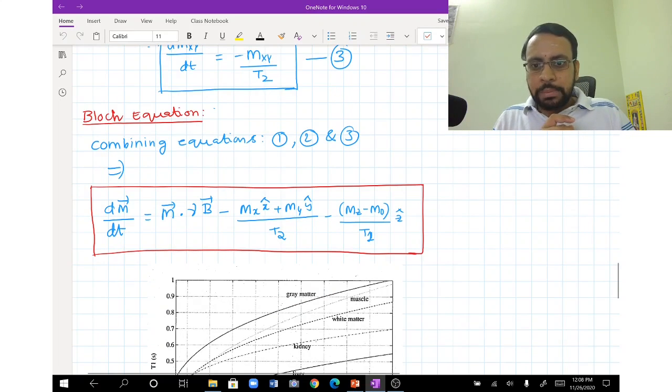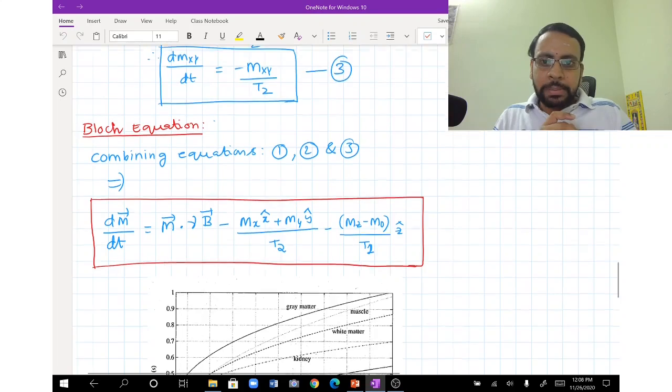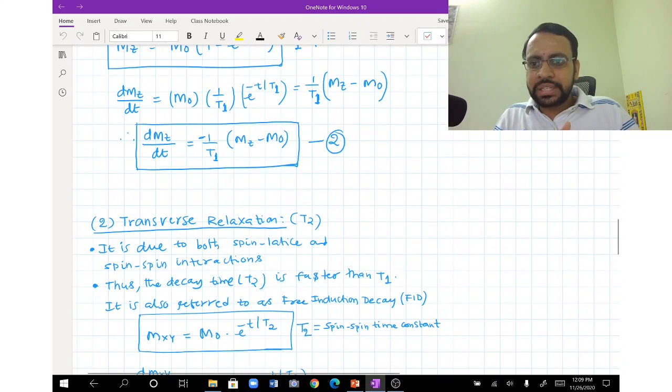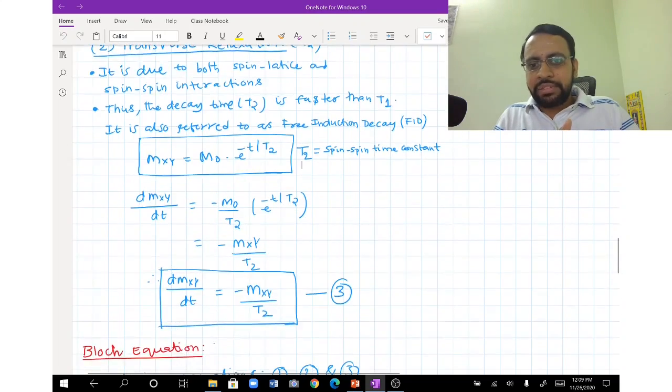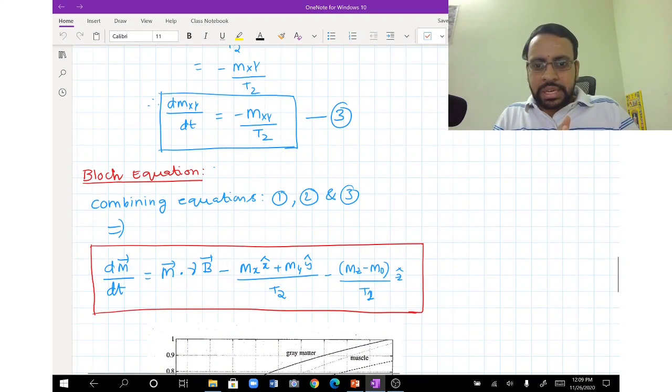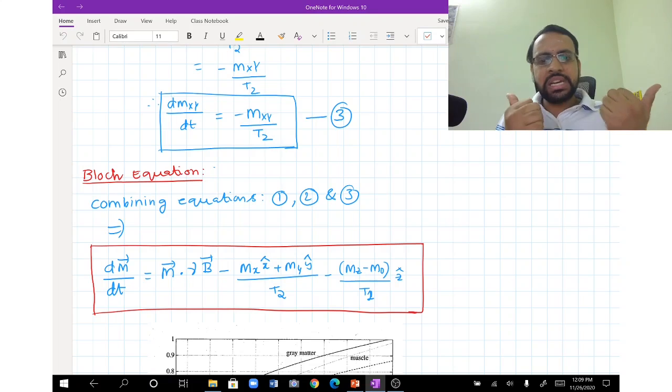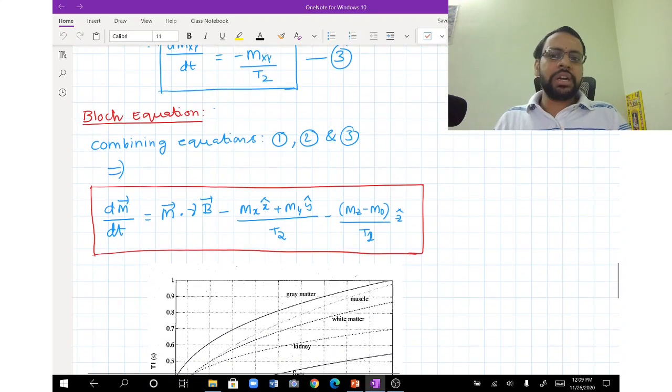Now you could see dM bar by dt equals M bar cross product with gamma times B bar, minus, and now what I'm going to write is Mxy: Mx times x cap plus My times y cap, divided by T2, minus, in the z direction, 1 over T1 times (Mz minus M naught) times z cap. So x cap, y cap, z cap are unit vectors in the x, y and z directions. So this is the important Bloch equation.